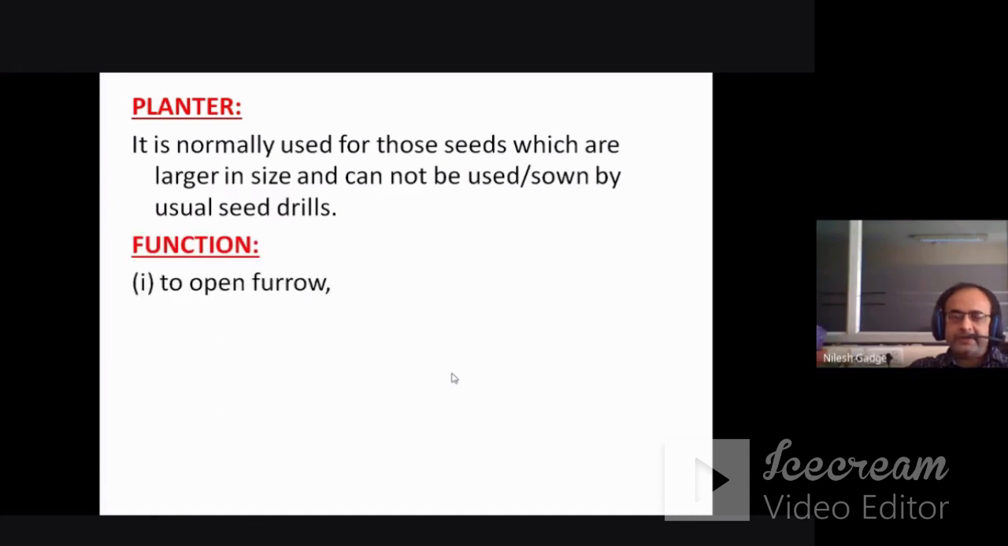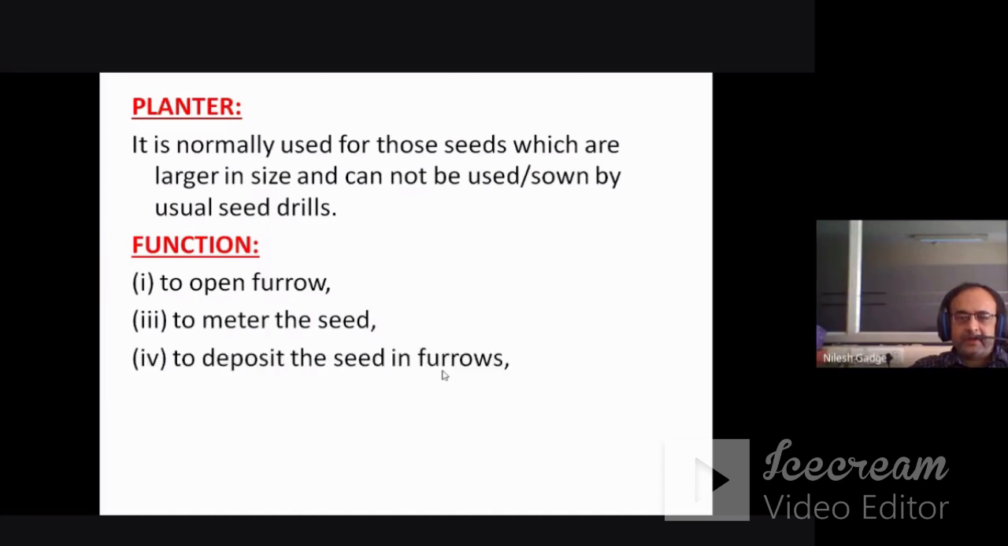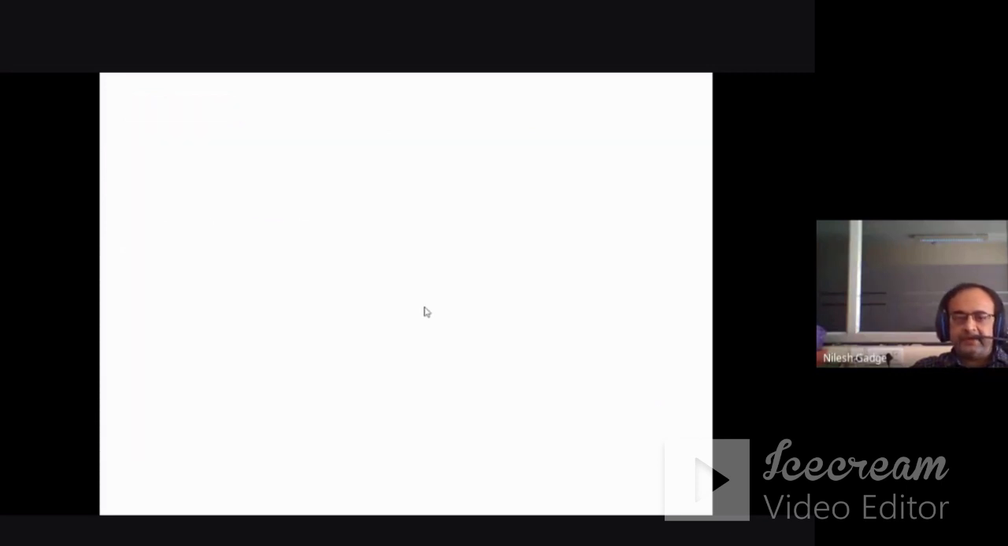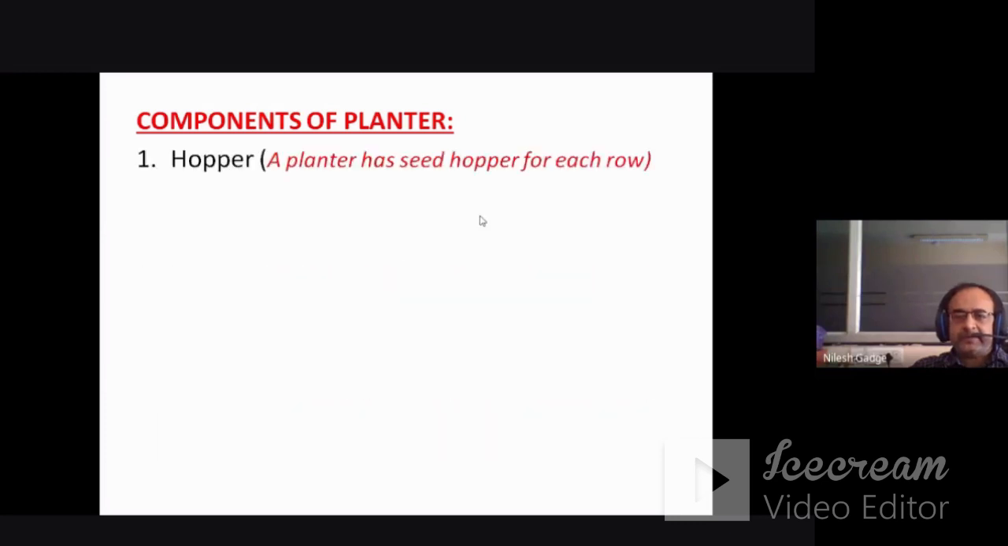Then the functions are the same as the seed drill: to open the furrow, to meter the seed, to deposit the seeds in furrows, to cover the seeds and compact the soil over them. These are the same functions we have seen in the last lecture on the seed drill. Then the components are also somewhat similar, like the hopper. Planter has a hopper for each row. There is not a common hopper. There is a separate hopper. Then the feed metering mechanism, also called the seed metering mechanism.